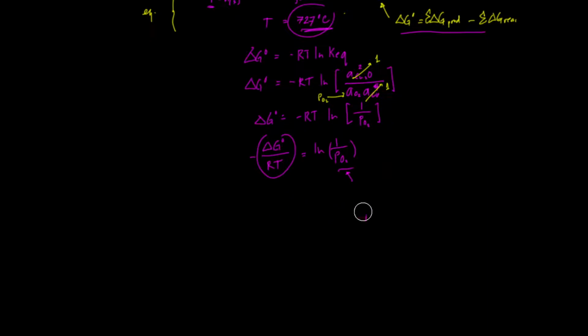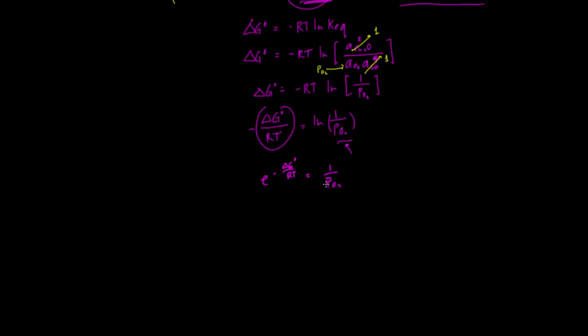Double check ko. Sige. Kung e raised to the power of negative delta G over RT is equal to 1 over PO2. And therefore, kung i-reverse natin, that's PO2 raised to the power of negative 1. Therefore, e raised to the delta G over RT is equal to PO2 raised to the power of 1. So, tama nga yung kanina.